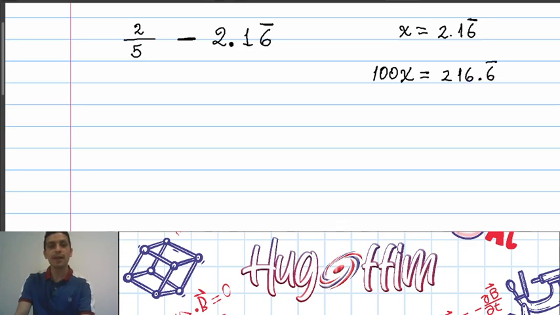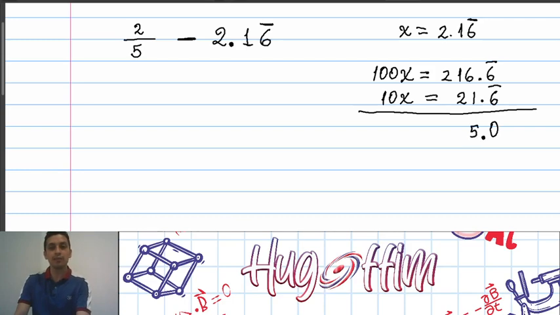216.6 periodic, and I'm going to multiply x times 10 to have 21.6 periodic. Okay, and now remember the strategy is to subtract to have our answer. So as I got the 6 periodic, this is going to be 0. 6 minus 1 will be 5. 21 minus 2 will be 19. So I had 195 on this side, and on the other side will be 100 minus 10, it will be 90x.